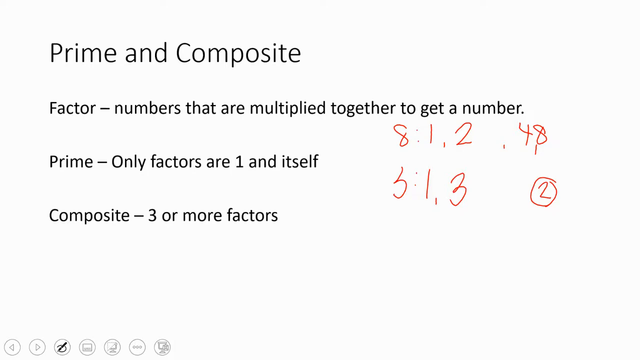There's a lot of people that say, well, how could you have 3 factors? Well, let's look at the number 9. What can you divide 9 by? 1 and 9 and 3, right? There's only 3 numbers you can divide 9 by. So it's composite because it has 3 factors.